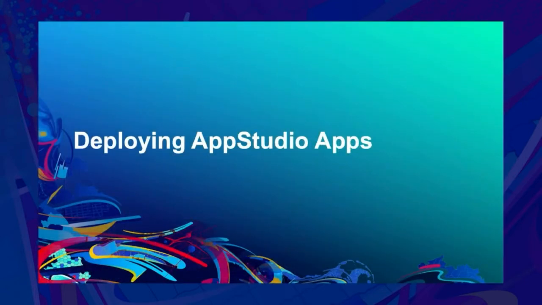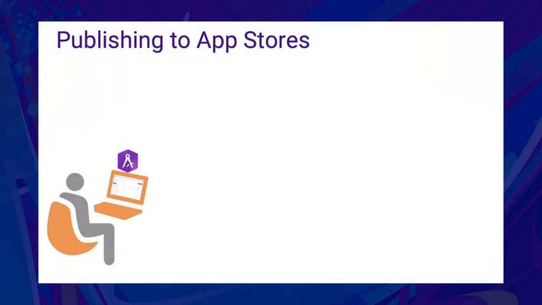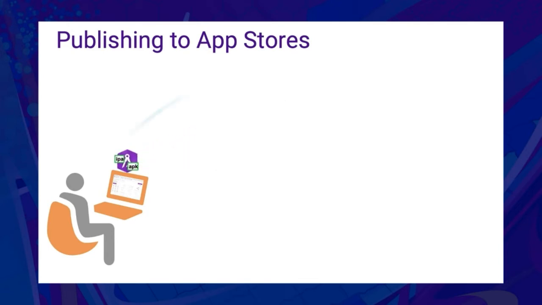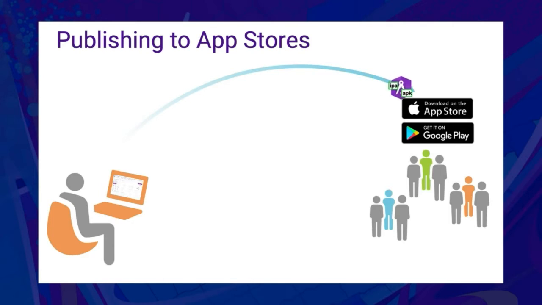Now I want to talk briefly about deploying AppStudio apps. If you're deploying to an app store, you build your app on your desktop, upload to your ArcGIS organization, and use the Cloud Make service to create install binaries. That's APK files or IPA files for different platforms, which I then download to my desktop and publish to different app stores so people can get access.